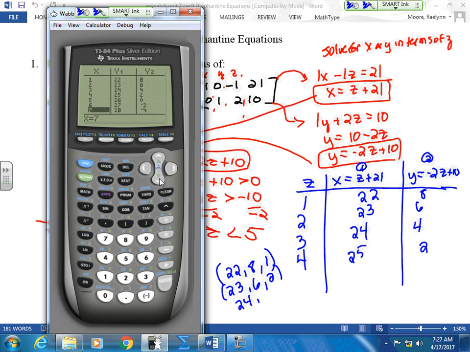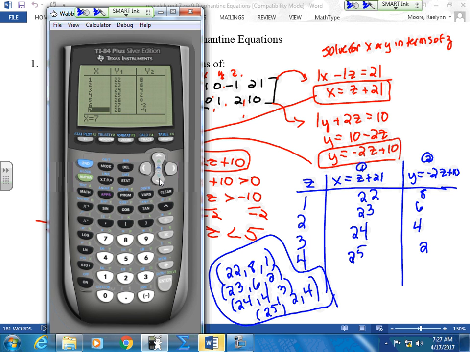24, 4, 3, and 25, 2, and 4. Okay, so here are my possible solutions. Now, sometimes this is where you can tell there's no solution. Sometimes when you pull up this chart, there won't be anything that will have a positive integer. Both of these pieces have to be positive integers. If one of them is negative, we can't use that solution.